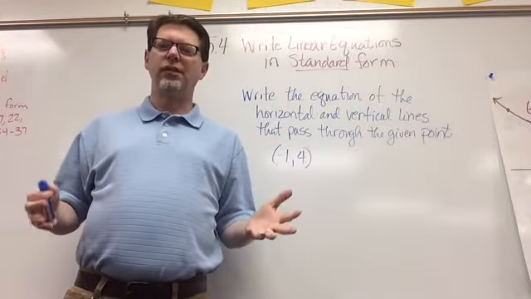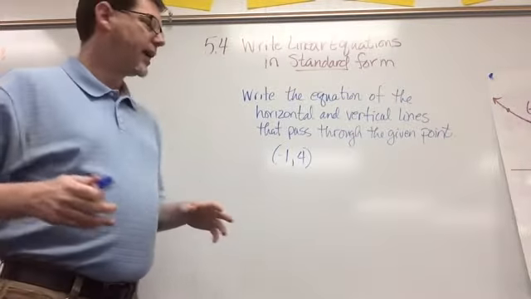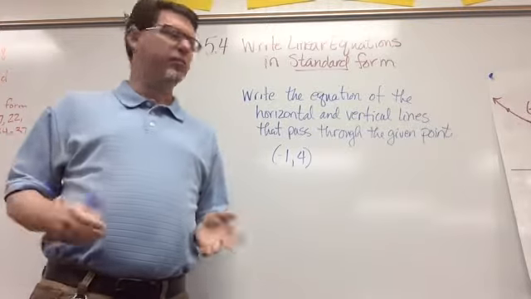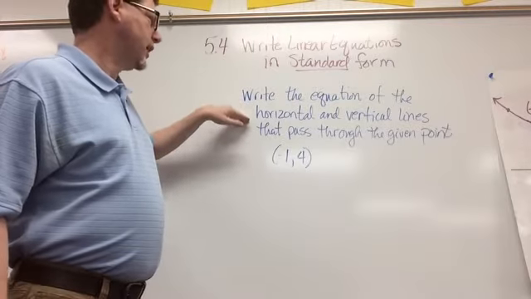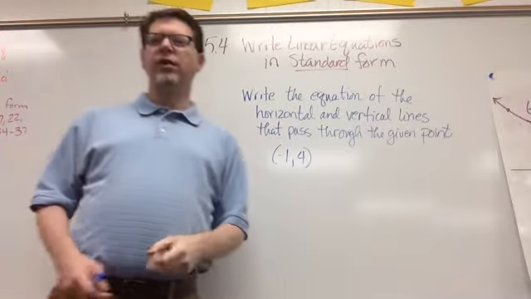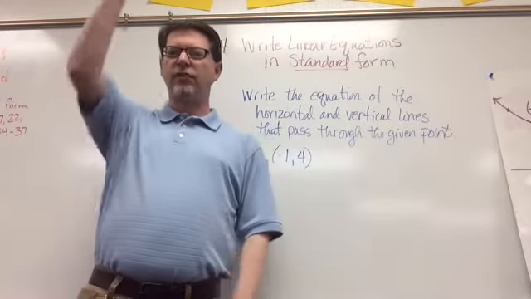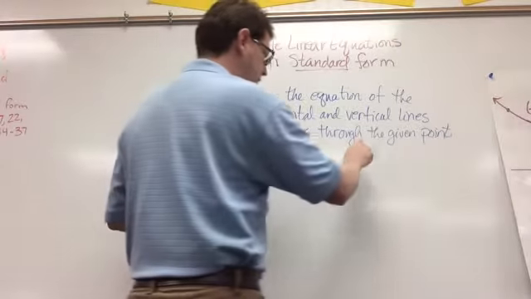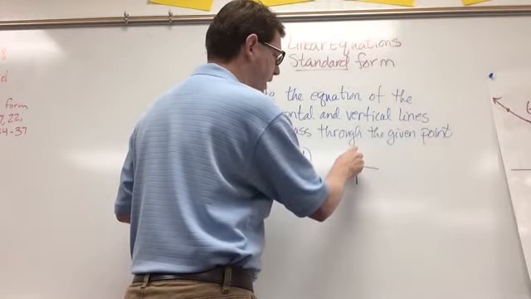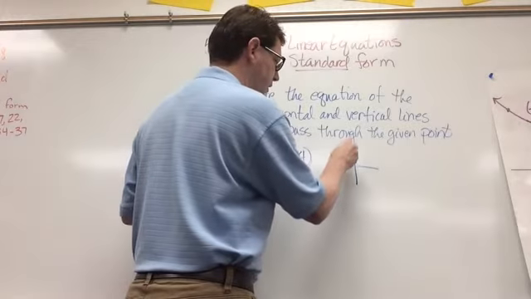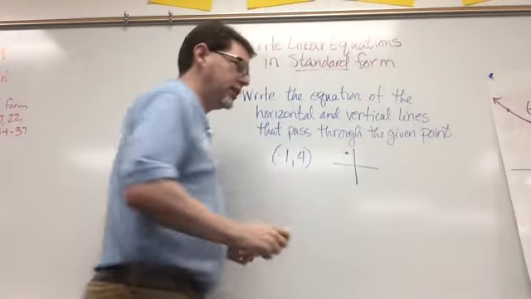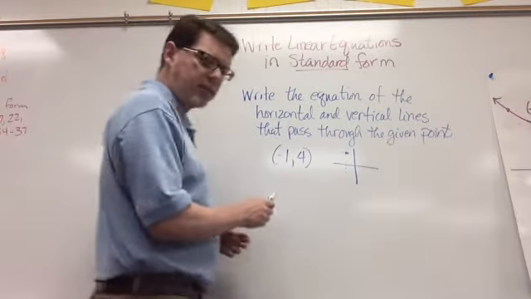The last part of this whole standard form situation has me writing equations for horizontal lines and equations for vertical lines that pass through any point. So write the equation of the horizontal and vertical lines that pass through the given point (-1, 4). So I'm looking for a horizontal line that passes through that point and a vertical line that passes through that point. Well, let's just draw a little tiny graph. And let's go to (-1, 4), which would be about there. So what I'm looking for is the equation of this line, which is the vertical line, and the equation of this line, which is the horizontal line that passes through that point.